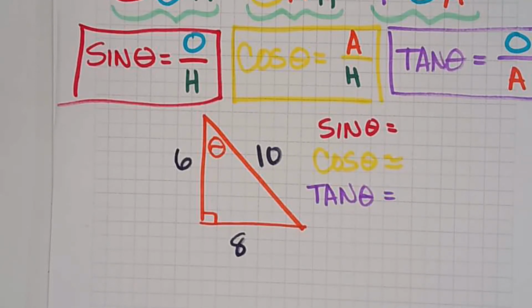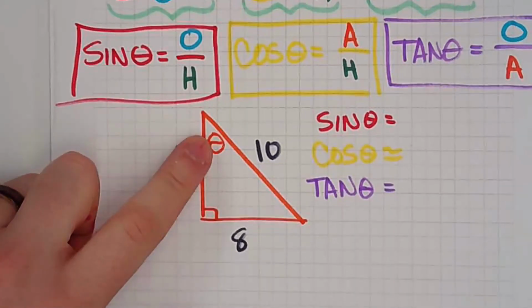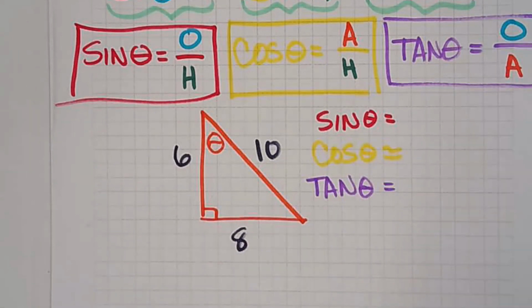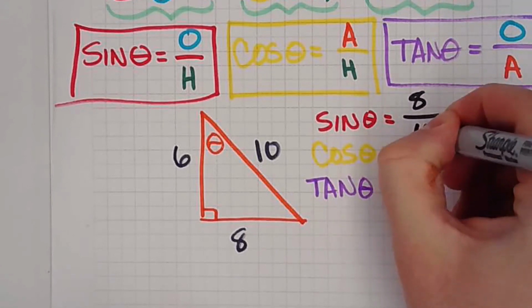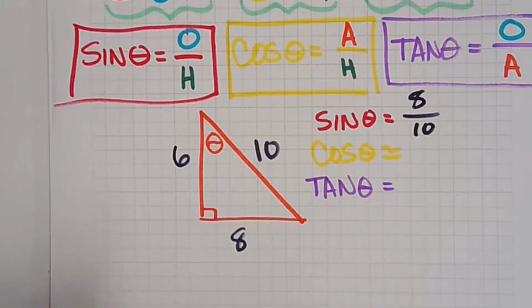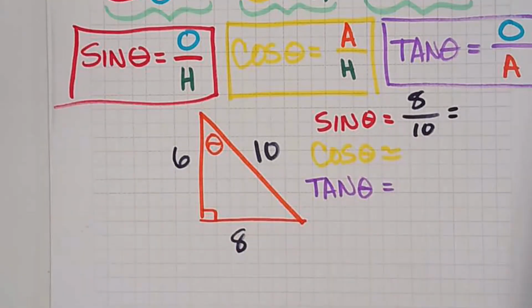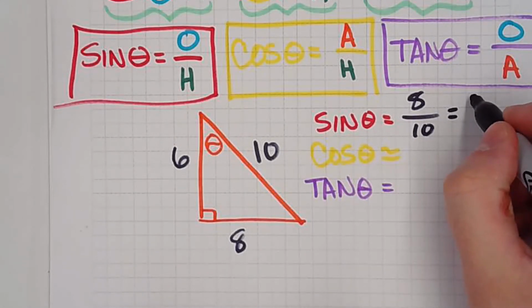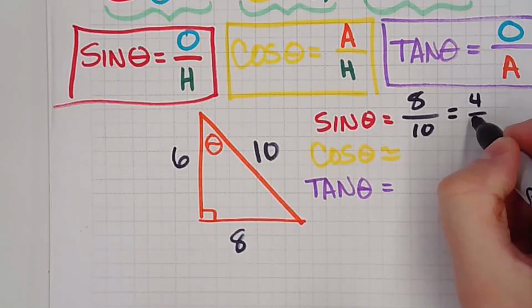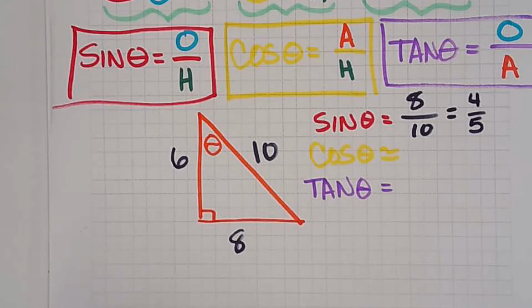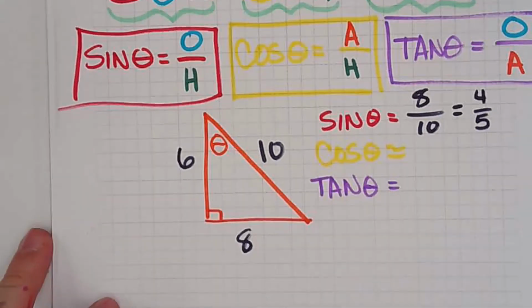So, somebody help me. Sine is opposite over hypotenuse. Alex, what is our opposite value? Opposite of theta is 8, right? And then over 10 because 10 is the hypotenuse. So 8 over 10, which Mr. Perkins knows simplifies to 4 over 5. That's right. Same thing. Either is acceptable to me.